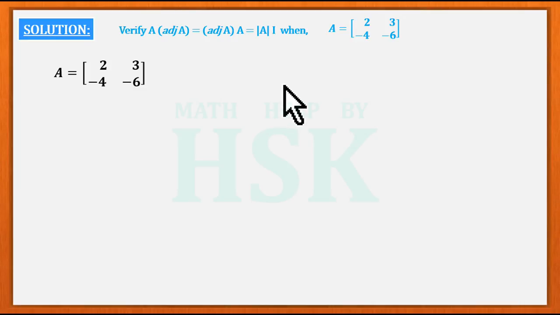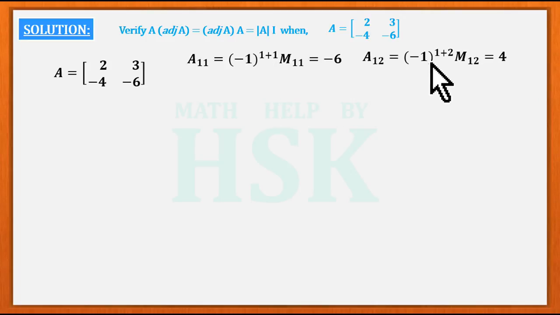So A11 would be equal to minus 1 to the power of 1 plus 1 into M11, that is the minor of the element, which is minus 6. So this will be equal to minus 6, as this will be equal to plus 1. A12 is equal to minus 1 to the power of 1 plus 2 into its minor M12, that will be equal to minus 4. So this will be equal to minus 1 into minus 4 is equal to plus 4. So A12 is equal to 4.